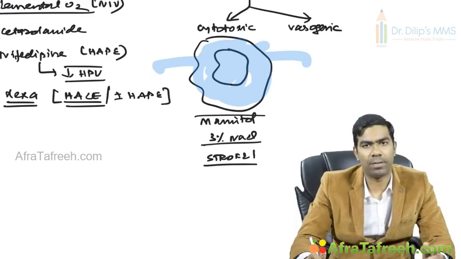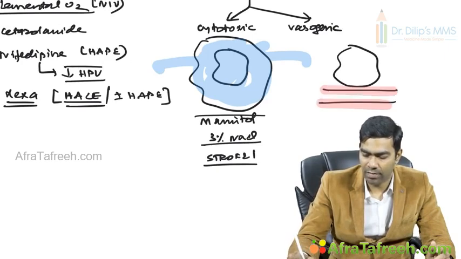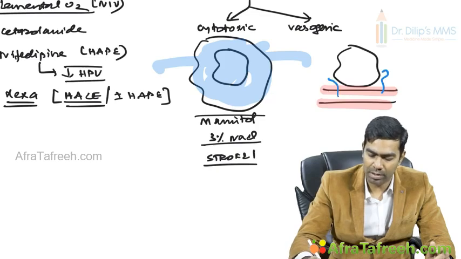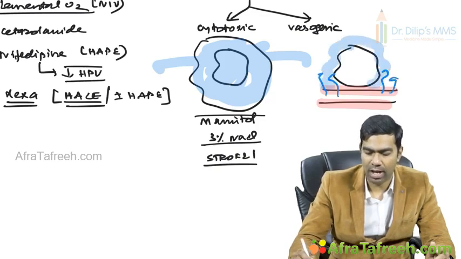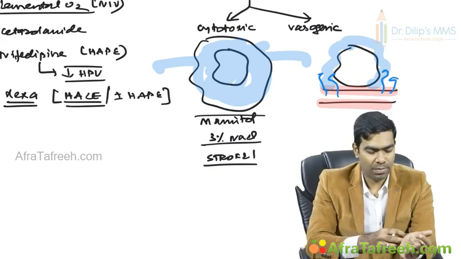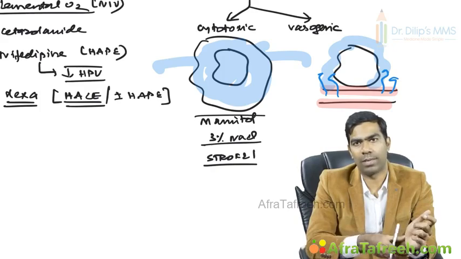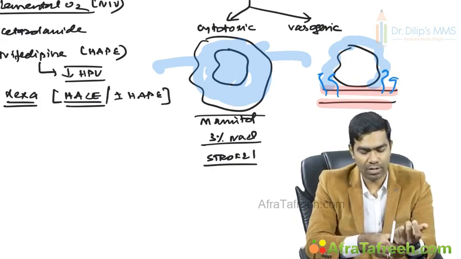But vasogenic edema is something where a cell is there, where this is the vessel where the exudation happens. Fluid exudation happens and around the cell, around a particular area. So this is what we refer to as vasogenic edema, which means it comes from the vessel, not due to absorption of water by the cell. So this is vasogenic edema.